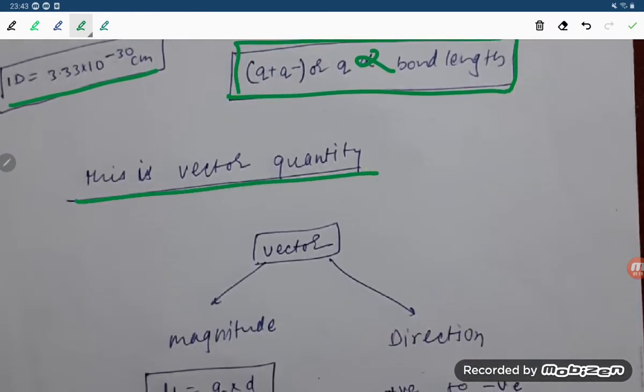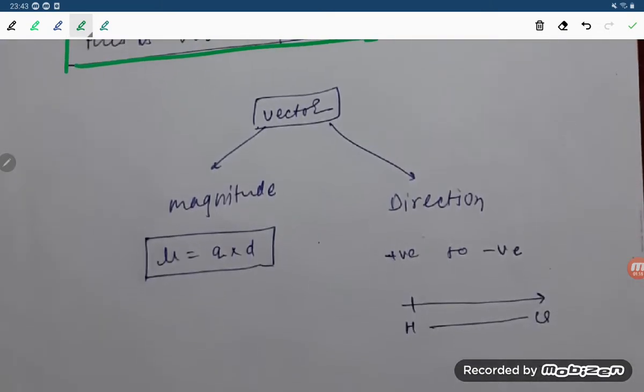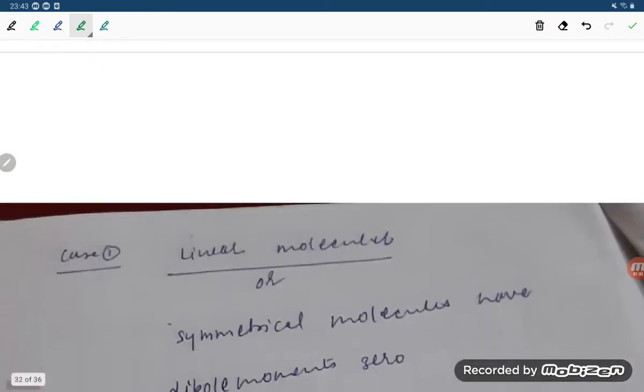This is a vector quantity. So vector quantity means what, student? Magnitude and direction. So mu is equal to q into d, and positive and negative are in the same direction. You can understand this with an example.